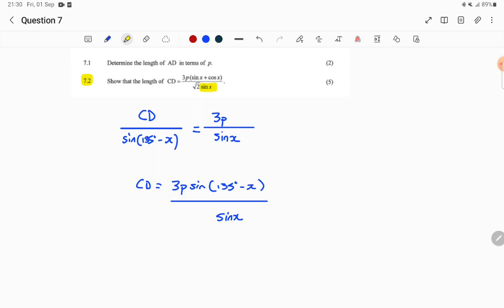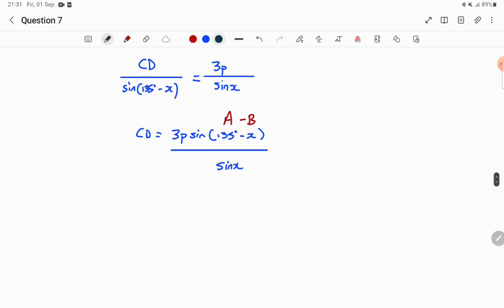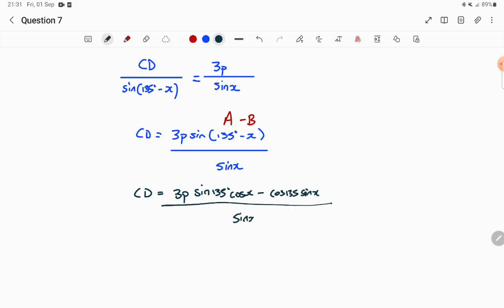Why? Because we have a sine x at the bottom, and we also have a 3p at the top, and so we need to somehow get sine x plus cos x and that root 2 somewhere from our calculation. So in the sine of 135 minus x, that looks like our common formula, a minus b, and basically here CD is equal to 3p, and we can expand this to be sine 135 degrees cos x minus cos 135 degrees sine x all over sine x.